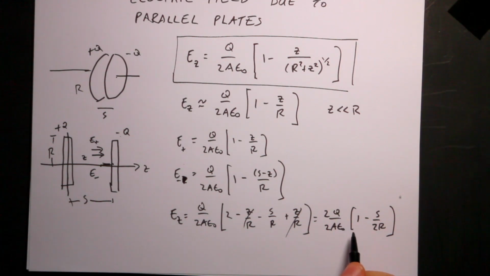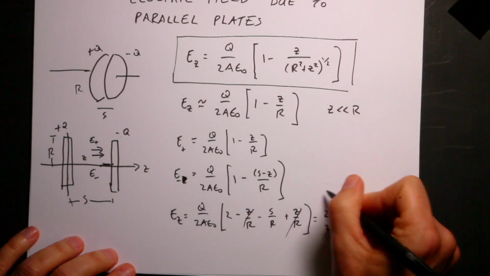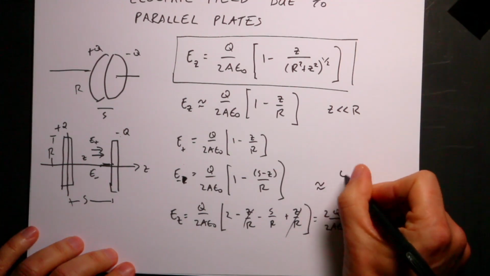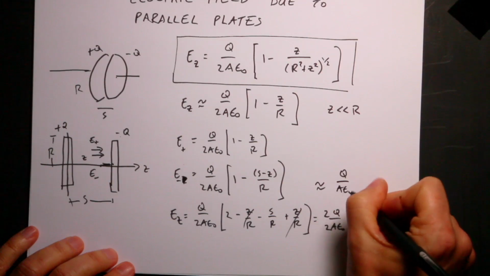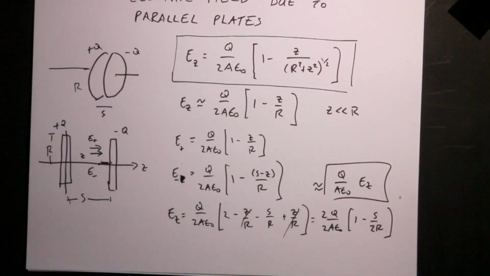But the important thing here is that this is a constant value. So it's constant. Okay. And if s is really small compared to the radius, then that goes away. So I get approximately equal to Q over A epsilon naught as the electric field in the z direction. And that's the electric field that we want to find.